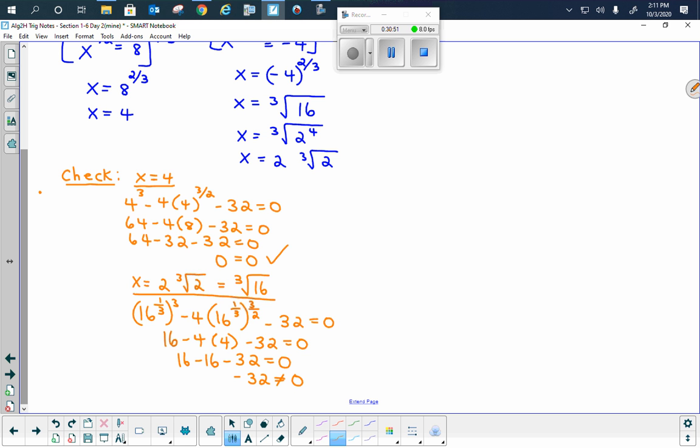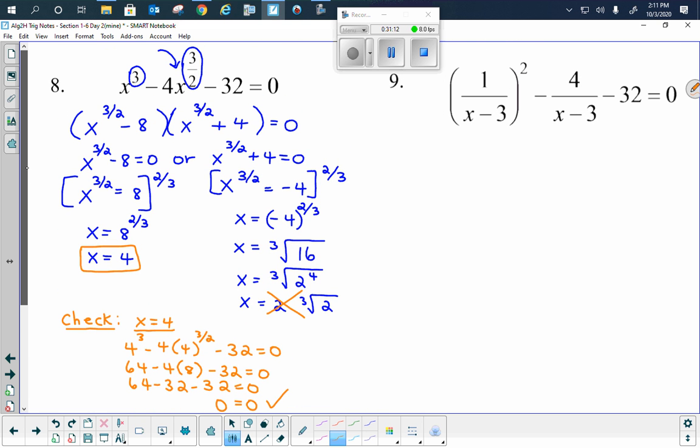So therefore, if I'm going back to do my boxing, looks like x equals 4 worked, and lightly crossing out 2 times the cube root of 2. Okay. All right, lots of stuff going on here, but hopefully using those same numbers over and over is helping you figure out this quadratic type. Okay. All right, so here we go.